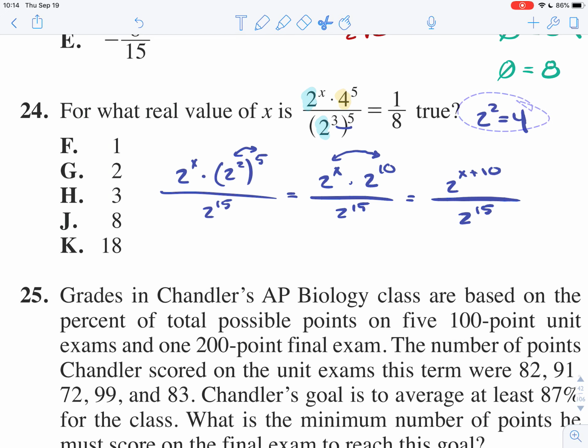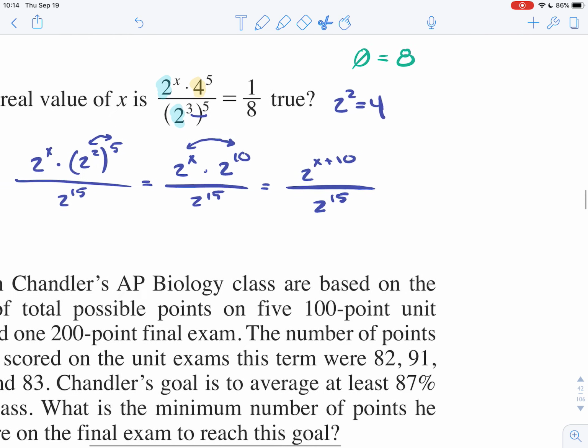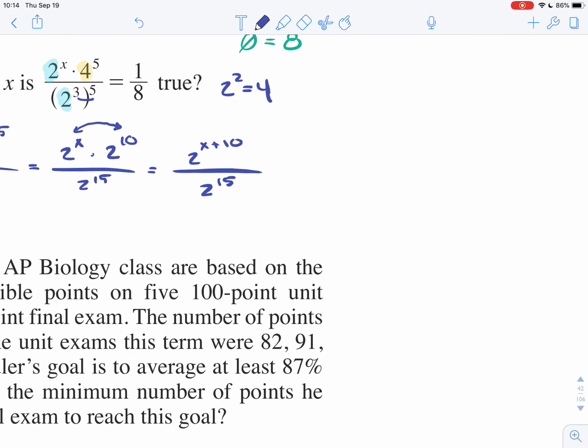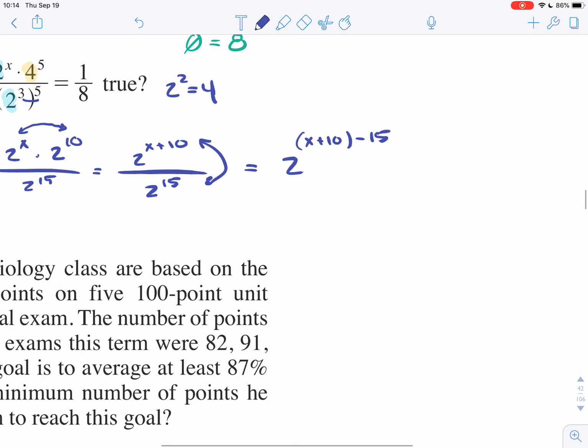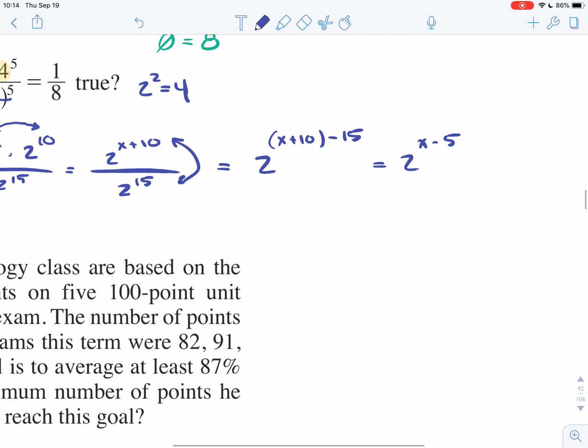Now we can use our quotient rule, which states that when we divide like bases, we can subtract the exponents. So that's going to tell us that 2 to the x plus 10 minus 15. And if we go ahead and simplify that one step further, that's going to be 2 to the x minus 5.